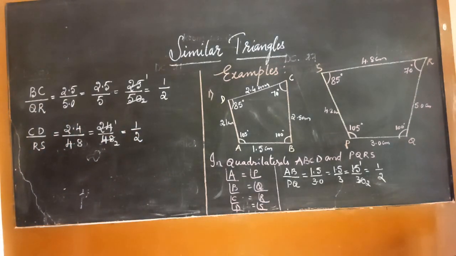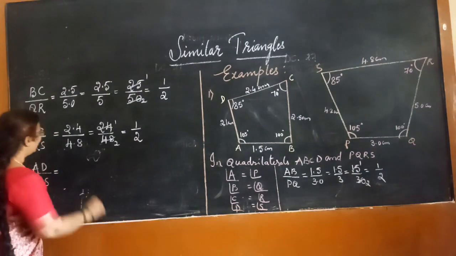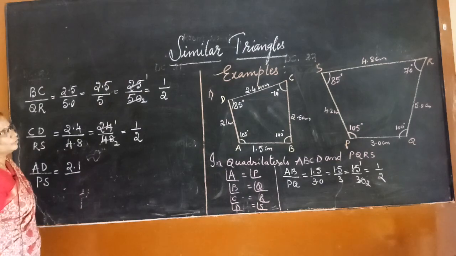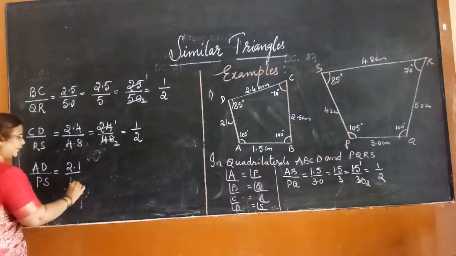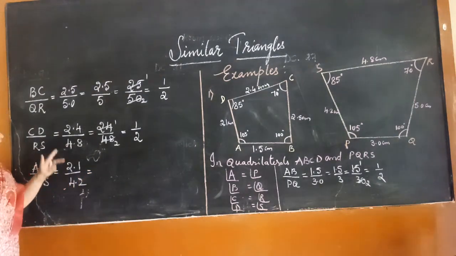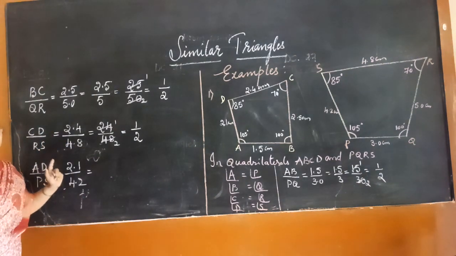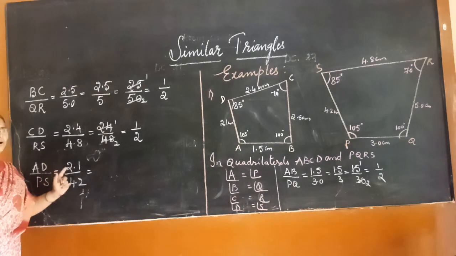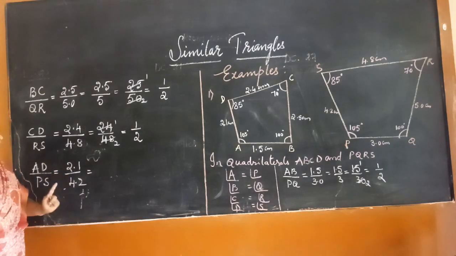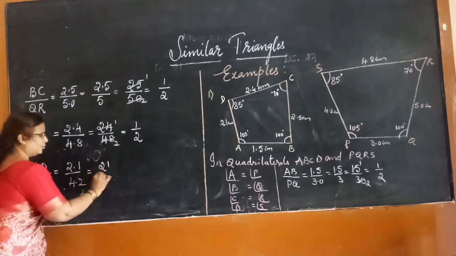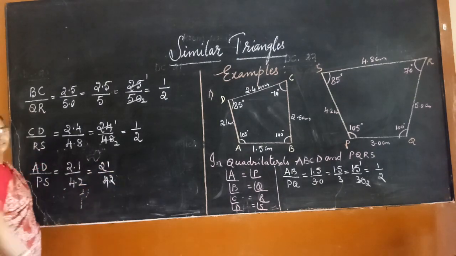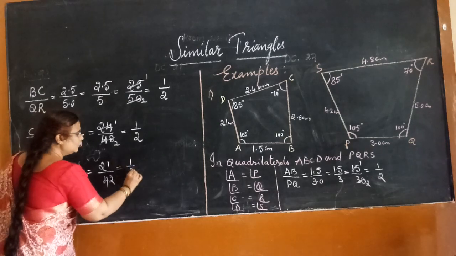And the other corresponding sides ratio is AD by PS. Length of AD is 2.1 and length of PS is 4.2. It is also a similar ratio like 2.4 by 4.8. There are an equal number of digits after the decimal place in both the numerator and the denominator. So I can ignore them and write it as 21 by 42, which is again equal to 1 by 2.